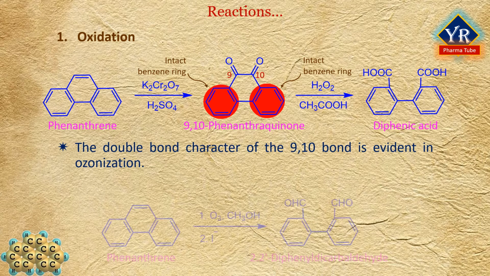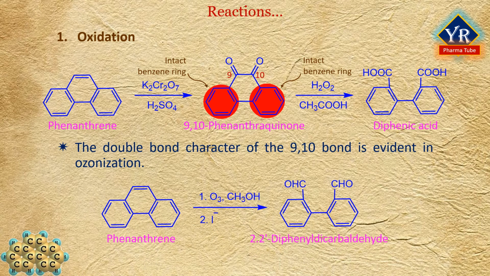The double bond character of the 9,10 bond in phenanthrene is particularly evident in ozonization. This bond is attacked preferentially, which leads to the formation of a dialdehyde when the ozonoid is reduced with iodide ion.